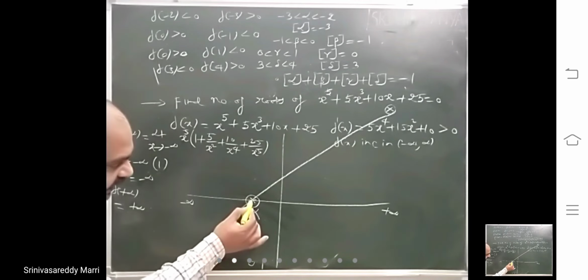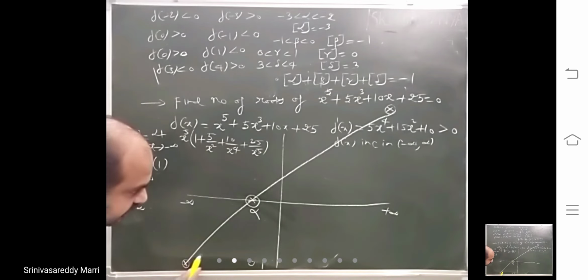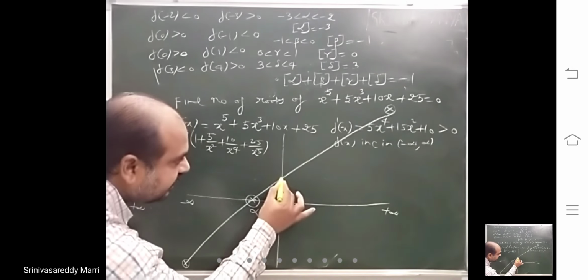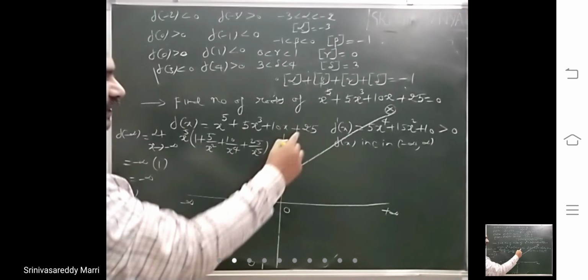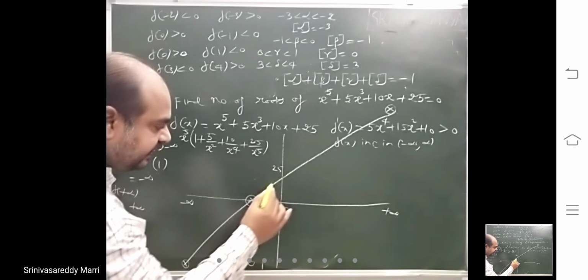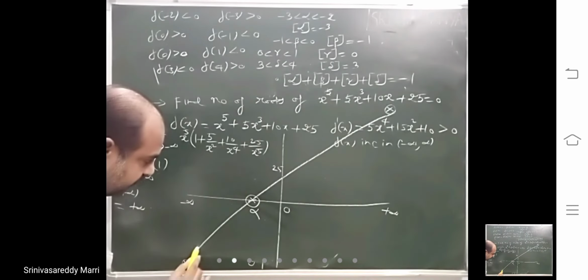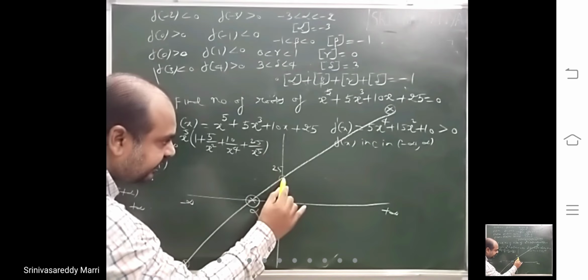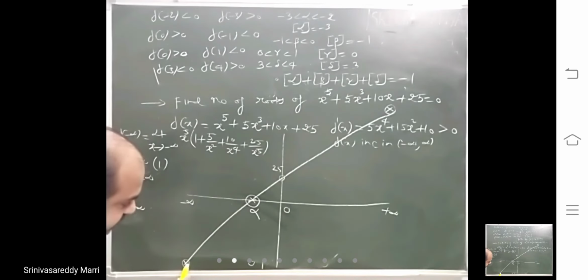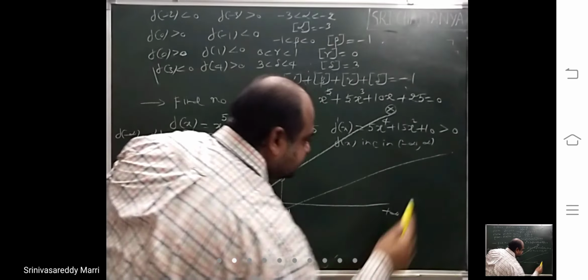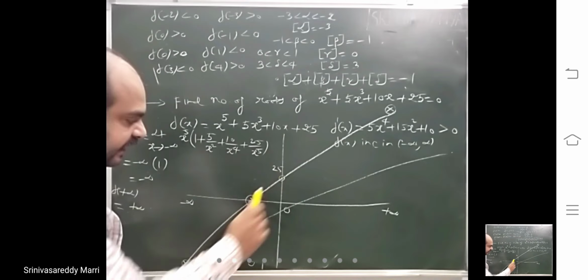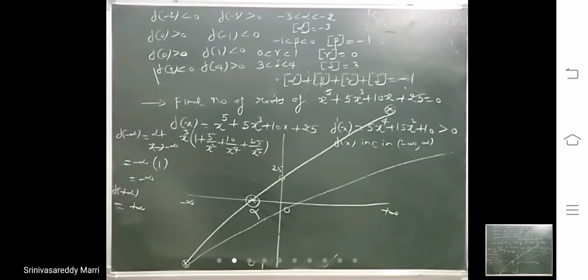You can ask why it cuts only here. It can be like this because f of 0 is what? f of 0 is 25. At 0, it is 25. That's why, while going through, it must also cut the y-axis at 25. That's why I have drawn it like this. You can ask why I have not drawn it like this. Because f of 0 is 25, passing through this point I have drawn.